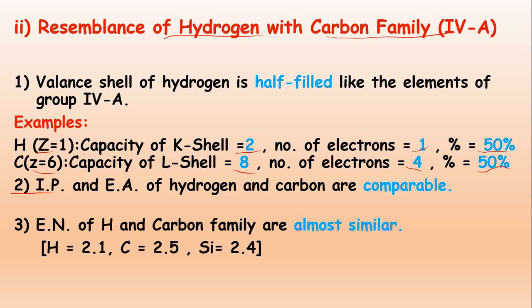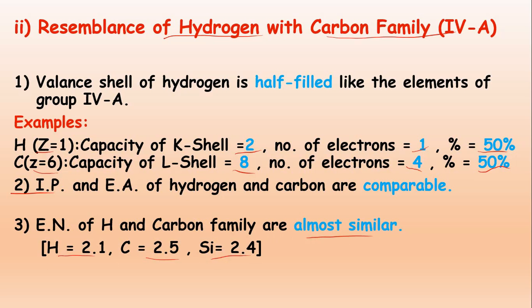Now the second very important property is that the ionization potential and electron affinity of hydrogen and carbon are comparable. We can compare hydrogen and carbon, they are quite similar. Like look at this one, the electronegativity of hydrogen and the carbon family are almost similar. Hydrogen has 2.1, carbon has 2.5, silicon has 2.4.